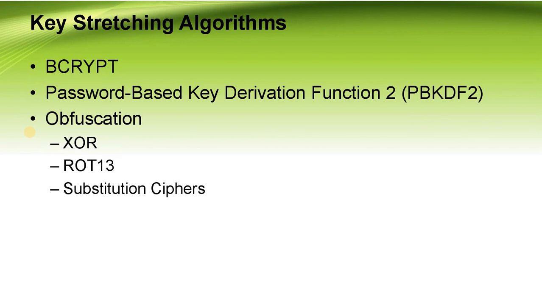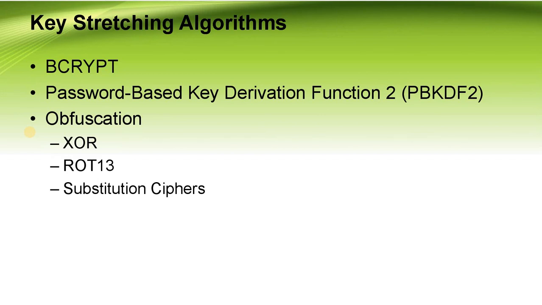Password based key derivation function 2 is a key derivation function designed to produce a key derivative from a password. These functions use a password or passphrase and a salt and apply an HMAC to the input thousands of times. These repetitions make brute force attacks computationally unfeasible.